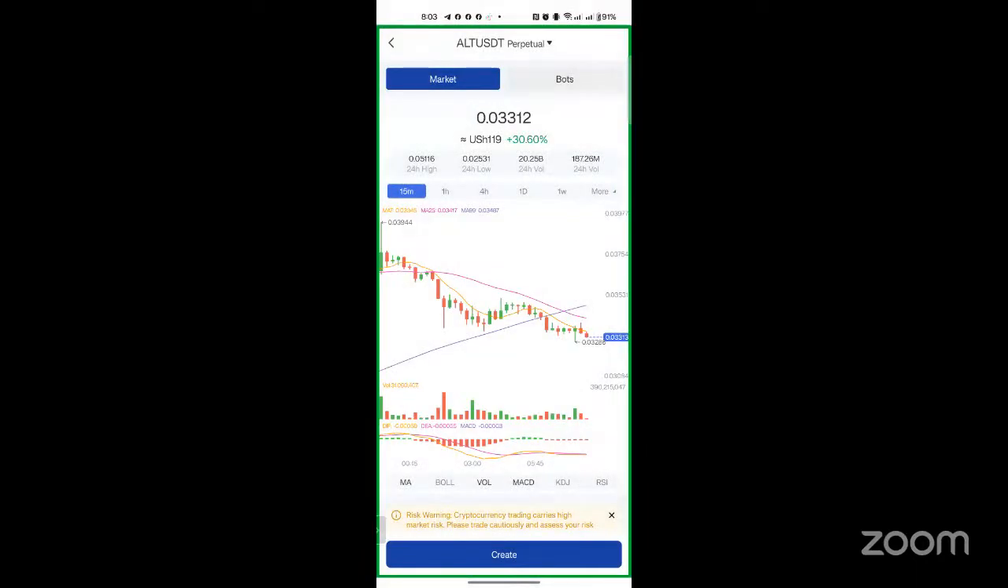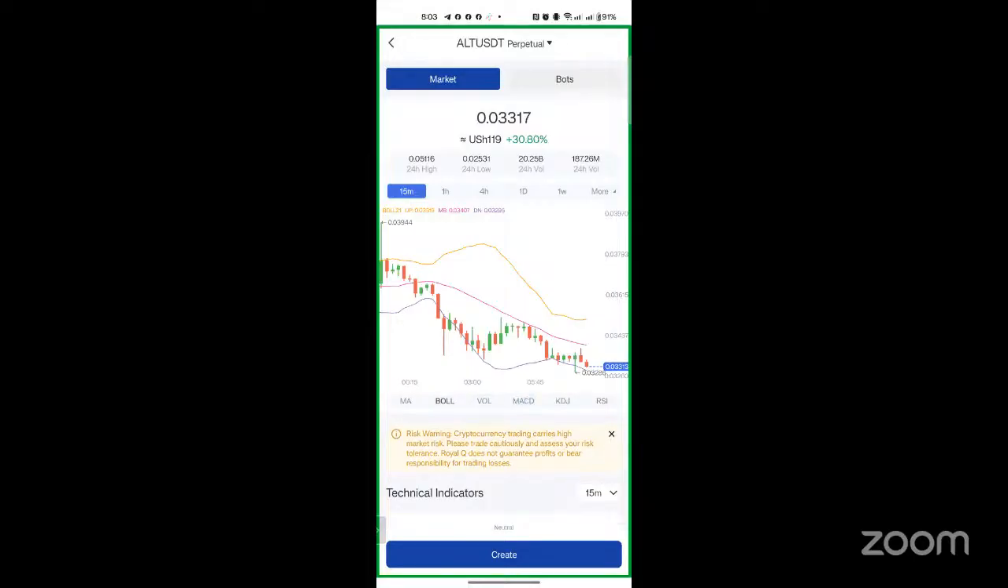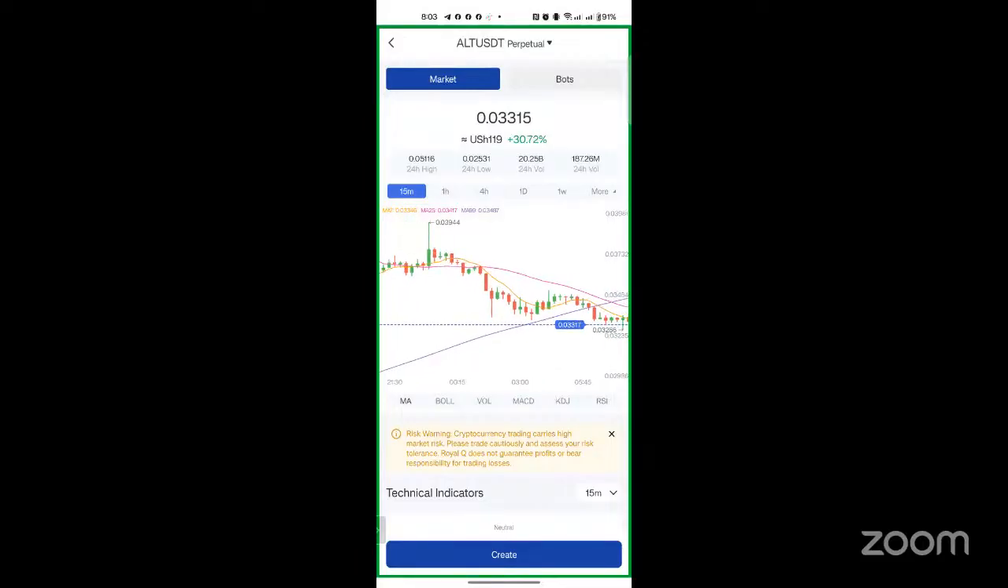Let me remove other things from my chart. We said that on the top of our screen, we have what we call moving averages. We have a purple one, which is the 99 moving average. We have another one, which is the 25, and we have another one, which is the 7.